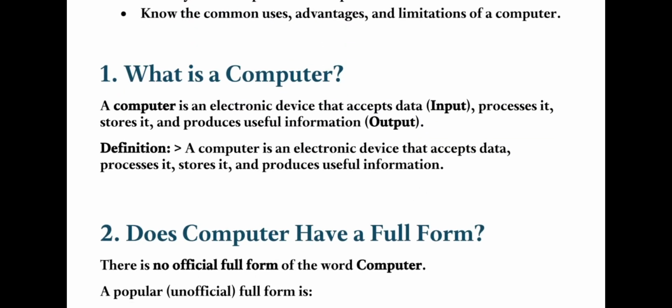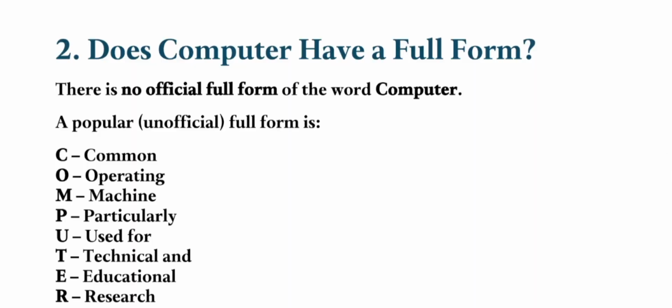First, what is a computer? The computer is an electronic device that accepts data, processes it, stores it and produces useful information. Does the computer have a full form? No, there is no official full form of the computer. A popular full form is C for common, O for operating, M for machine, P for particularly, U for useful, T for technical and E for educational and R for research.